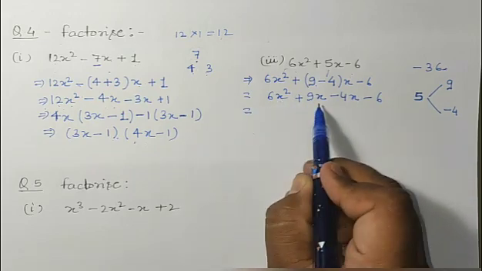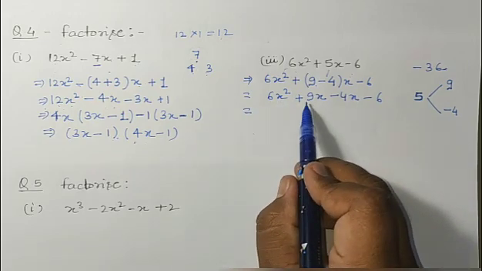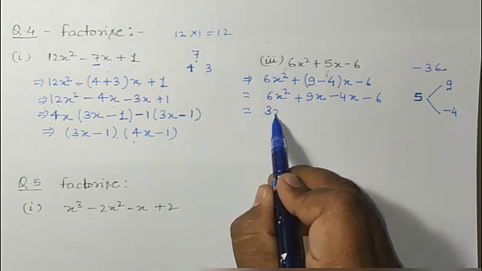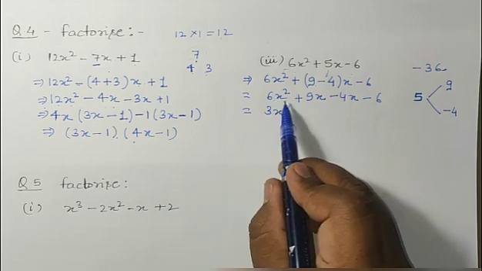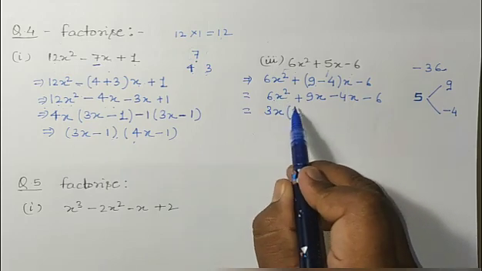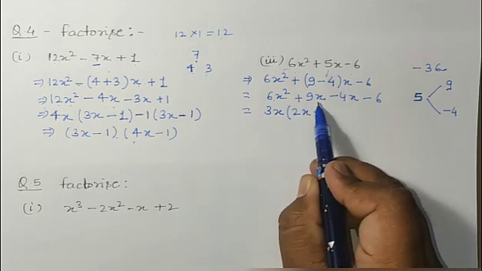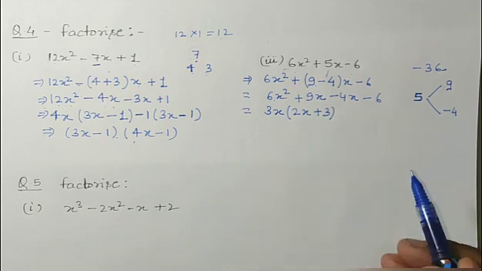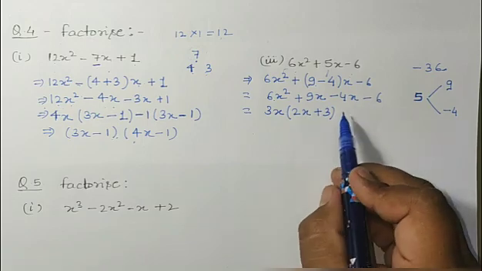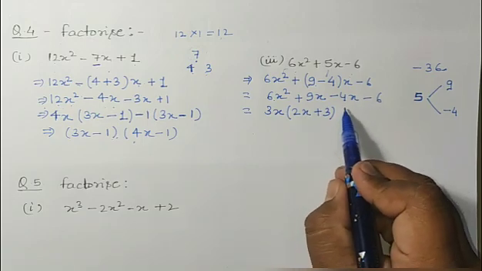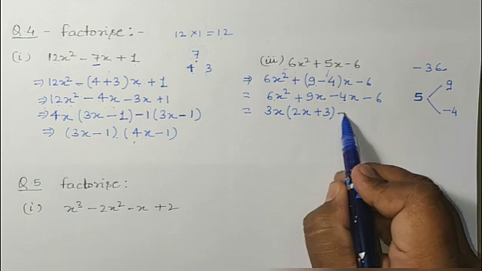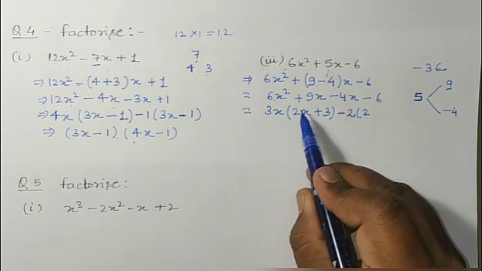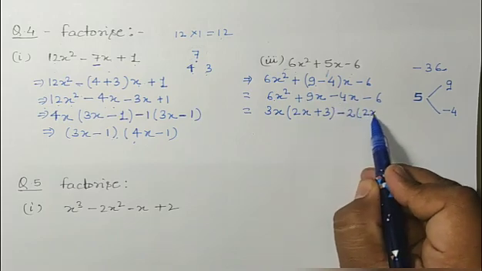Now in these two, what maximum term can we take common? See, 6x square and 9x, we will take common 3x from here. So what will be left here? 2x plus 3. If we take 3x common, what is left? Plus 3. Now in these two, what should we take common? Minus 4x and minus 6, so we can take common as minus 2. So again we will get, minus also we have taken common, so the negative will be positive.